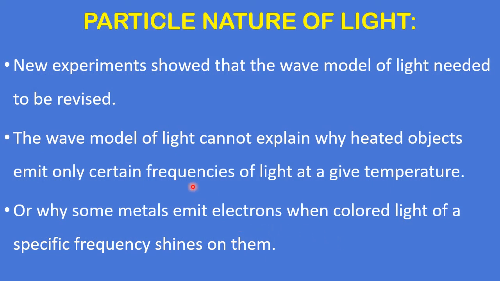New experiments showed that the wave model of light needed to be revised. The wave model can be used to explain certain properties of light, for example diffraction, interference, and polarization, which you are going to learn in 12th physics. So they can be explained by the wave nature of light. But there are some properties we can't explain with the help of the wave nature of light. So we require something extra.